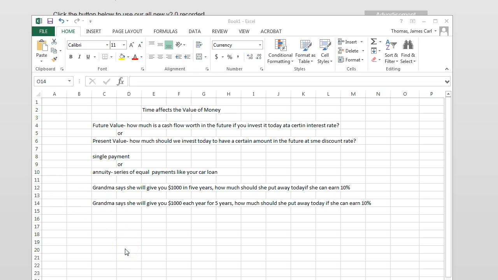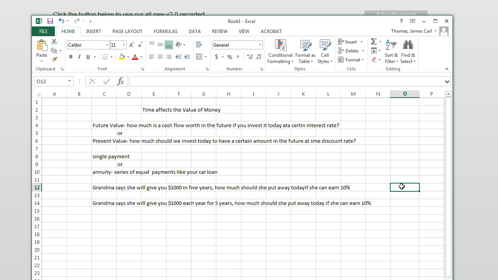Grandma says she's going to give you $1,000 in 5 years. So she wants to put some money away today to cover it, and this is kind of how corporations think. If she can earn 10% on her money, how much should she put away today so you can get your $1,000 in 5 years? Okay, so this is a single payment present value problem.